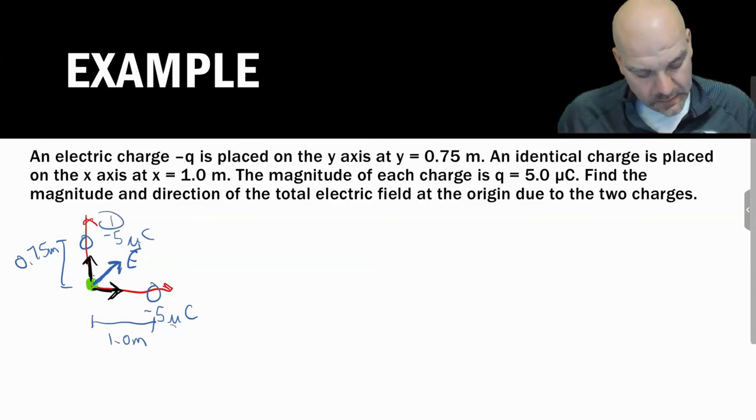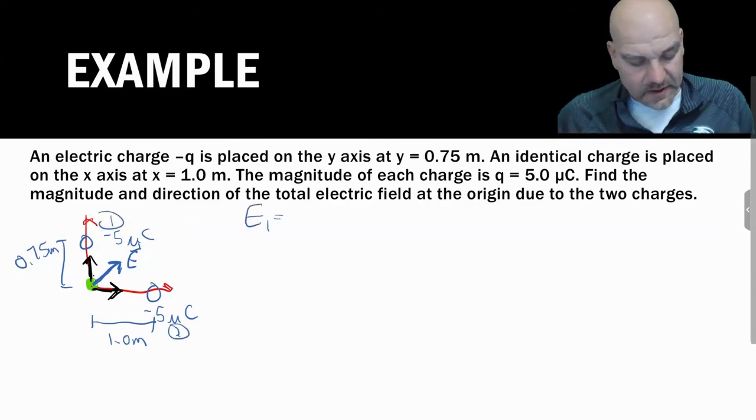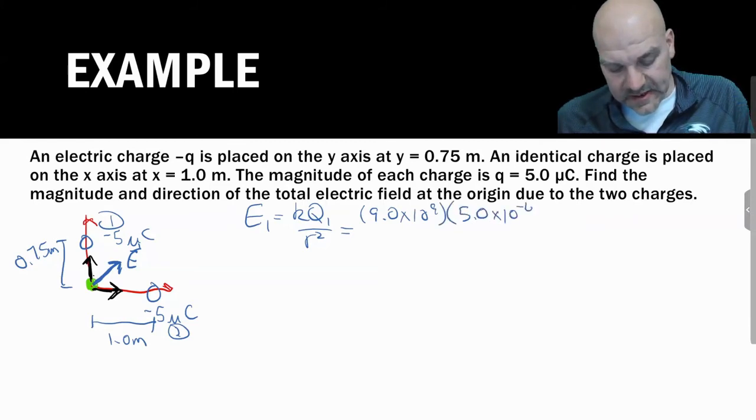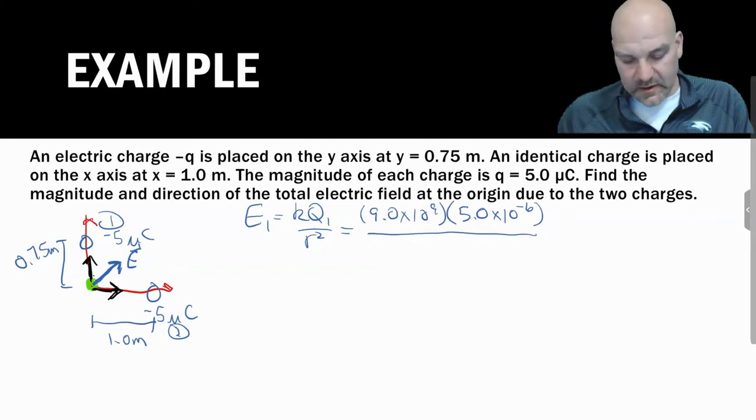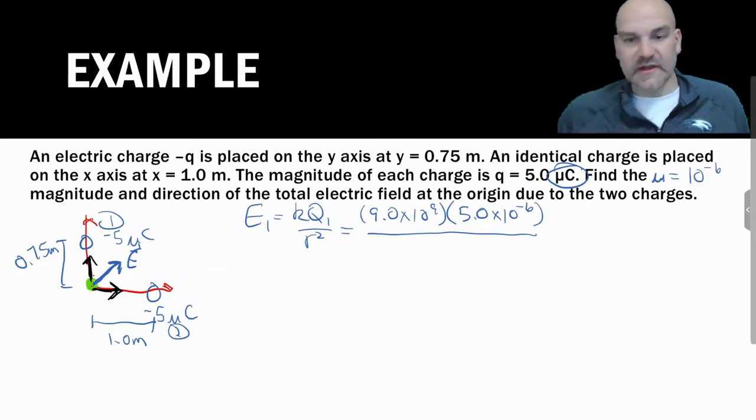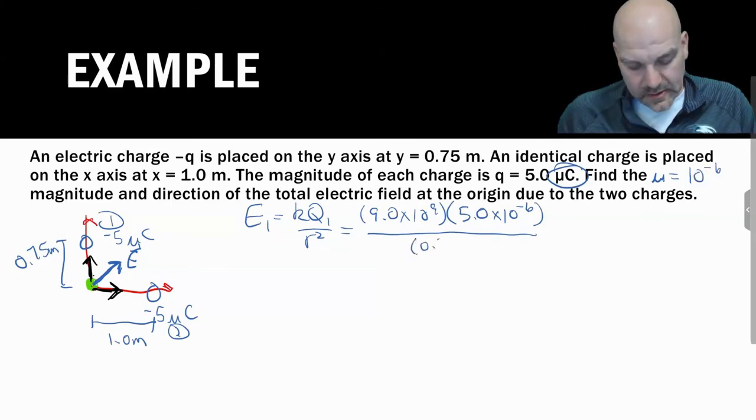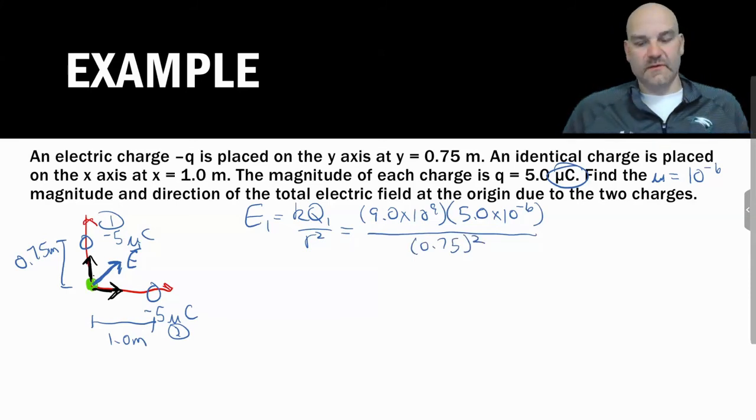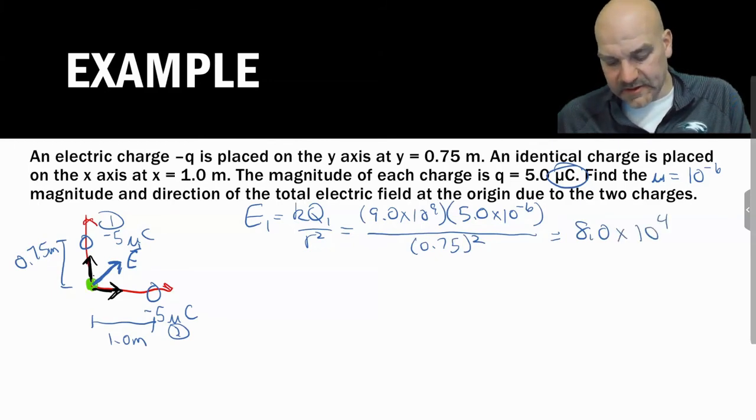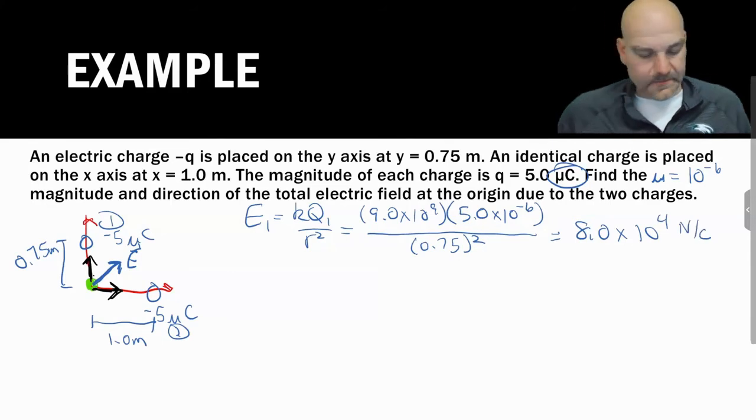So we'll call this 1 and this 2, right? So the E field caused by 1 is going to be kQ1 over r squared, which is 9.0 times 10 to the 9th times 5.0 times 10 to the -6. Make sure you convert microcoulombs, right? Micro is 10 to the -6, okay? And the good thing is they already give it to us in meters, so we don't have to do any conversion there. And so that's going to give us an E field strength caused by charge 1 of 8.0 times 10 to the 4th newtons per coulomb.